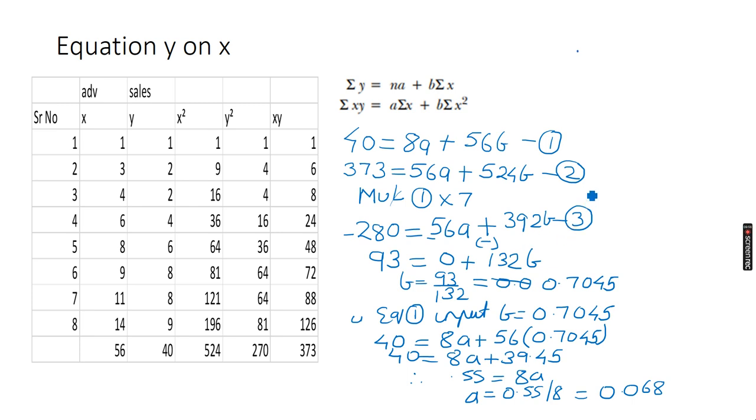Now I subtract equation 3 from 2. So I get 93 equal to 0 plus 132b. Therefore, b is equal to 93 upon 132, that is 0.7045. I hope it was easy. I'll proceed to the next slide.